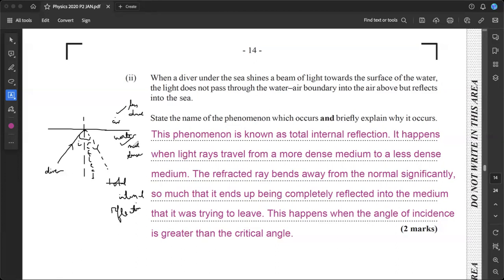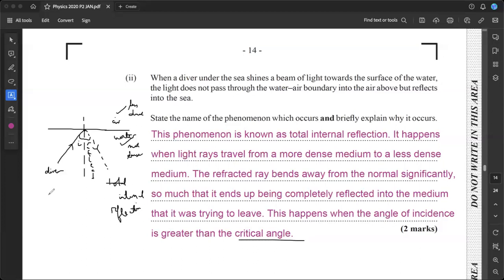And when that happens, the ray is going to bend so much away from the normal that it ends up coming back down here in this medium that it's trying to leave. So it doesn't get past this boundary at all. It just comes right back. We call that total internal reflection. And the angle at which that occurs is known as our critical angle. So that's what we said here.